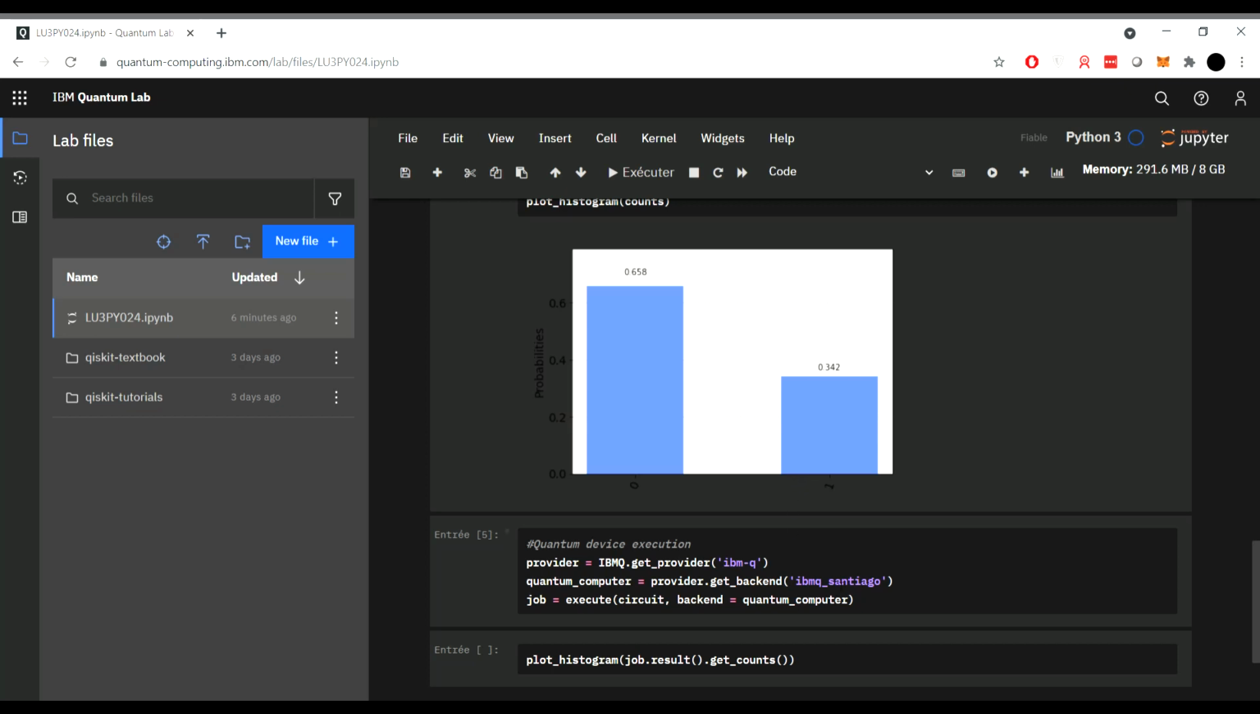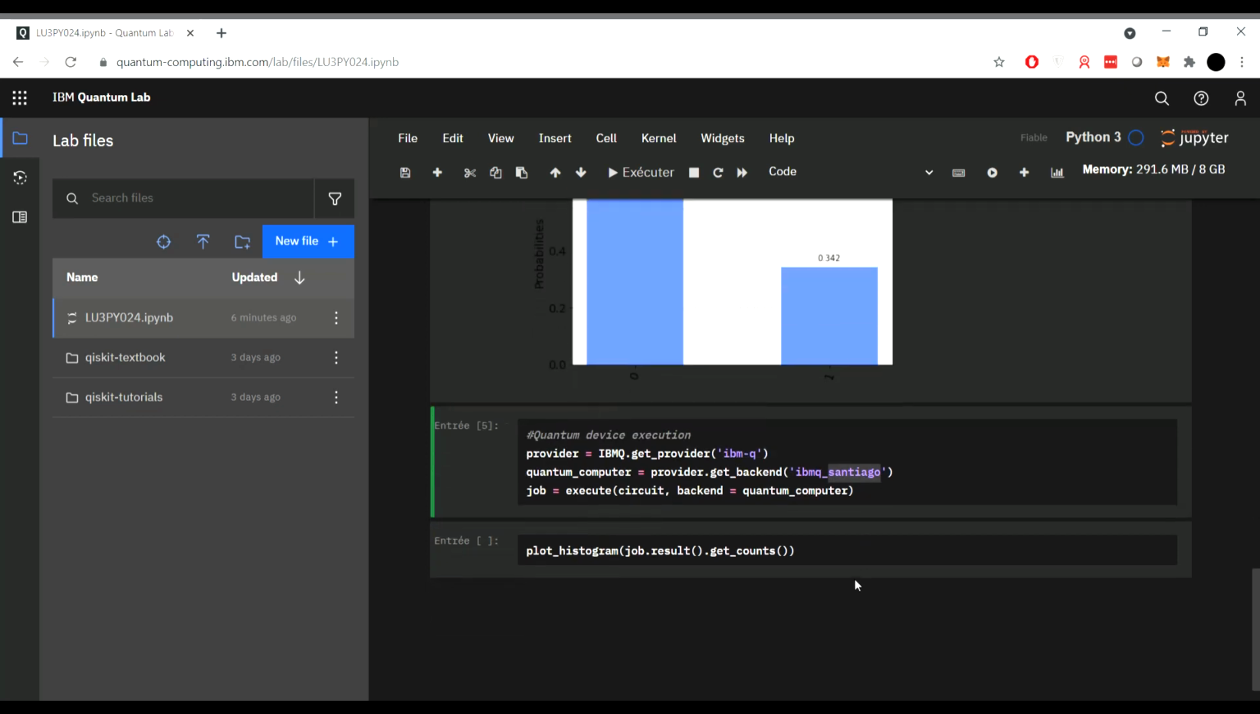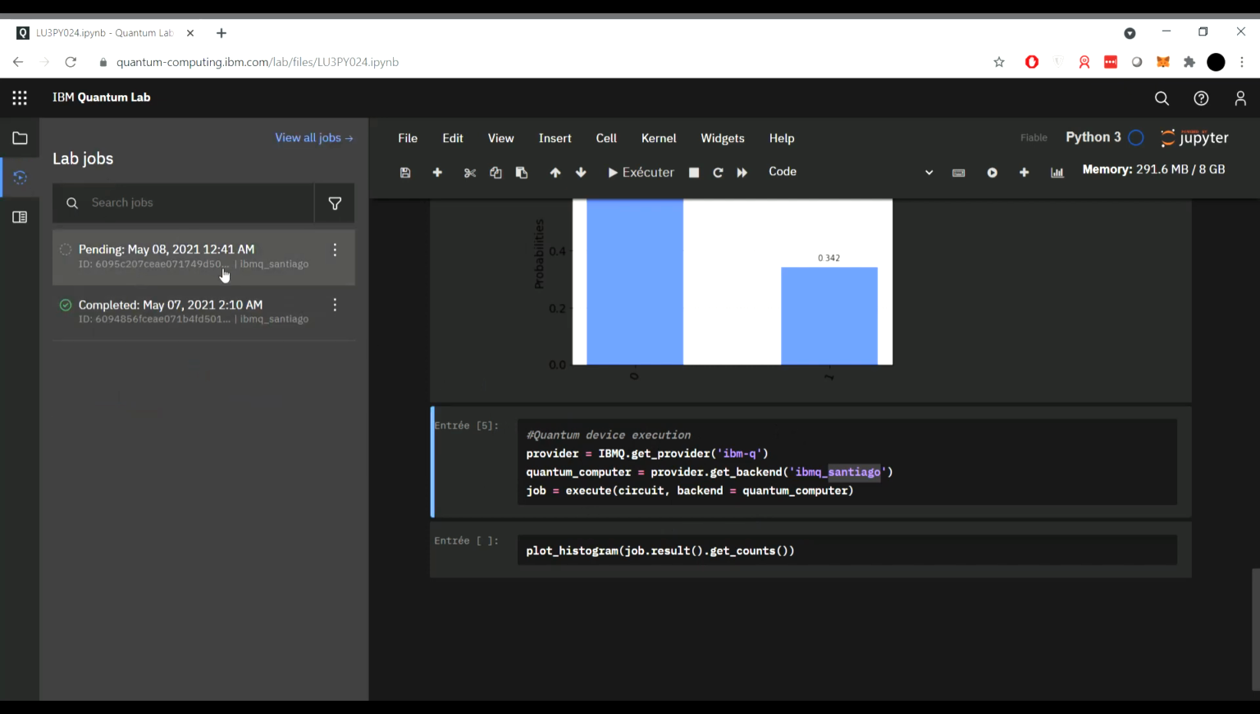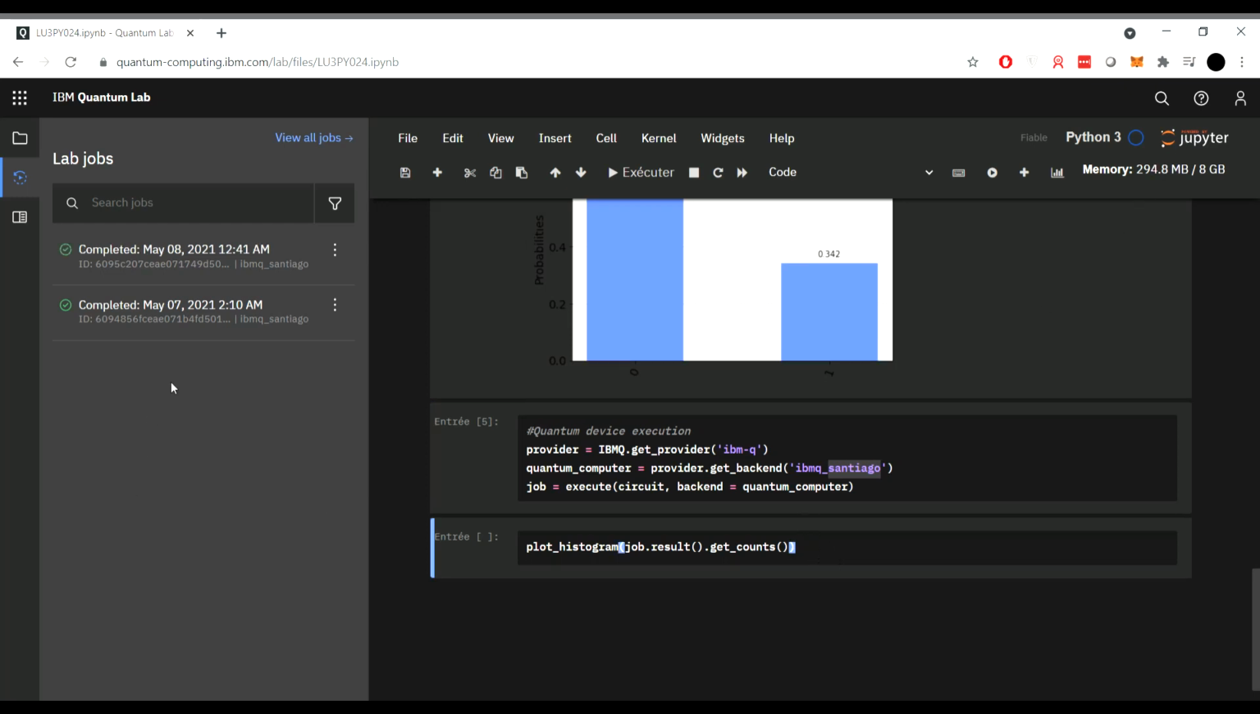We use the IBM Santiago to run the quantum algorithm that we made on the quantum computer. As the services are quite busy, we need to wait before we obtain the results, and the job will appear here as pending. We will get back when the job is done, and we can plot the histogram of the results that we obtain with the real quantum computer. So here we can see that the job is finally done, and we can plot the results.